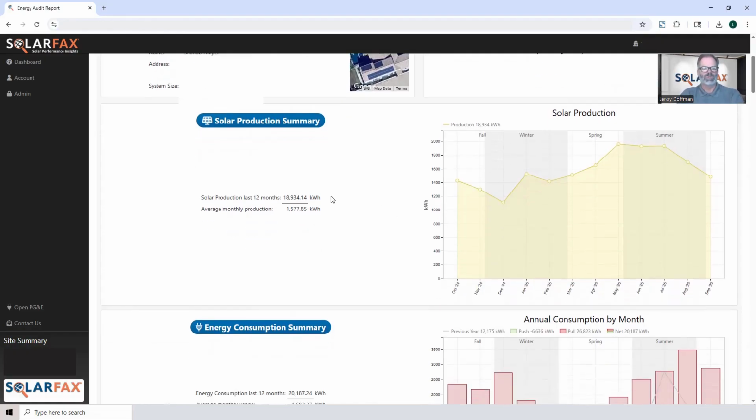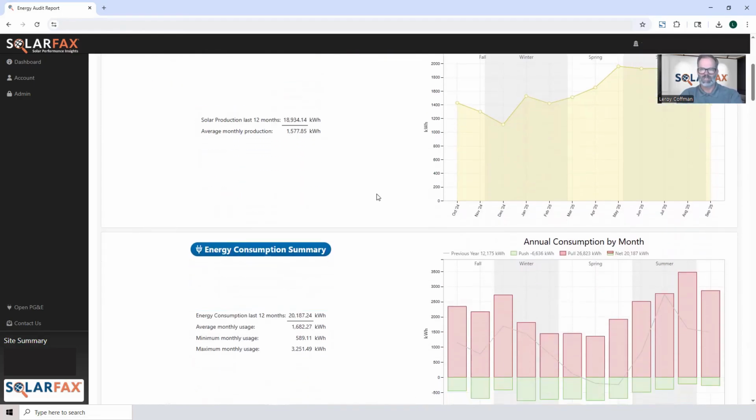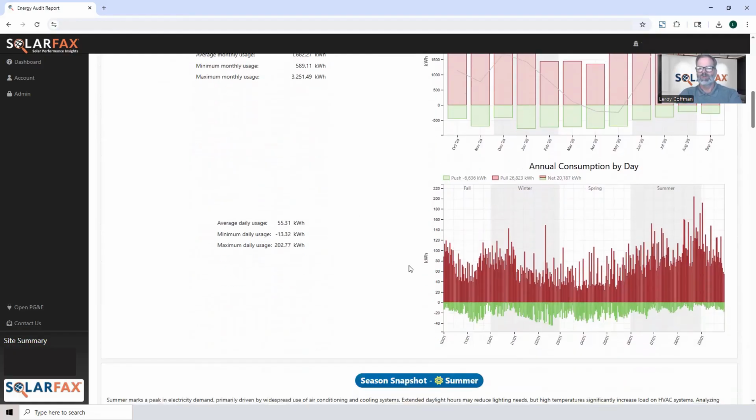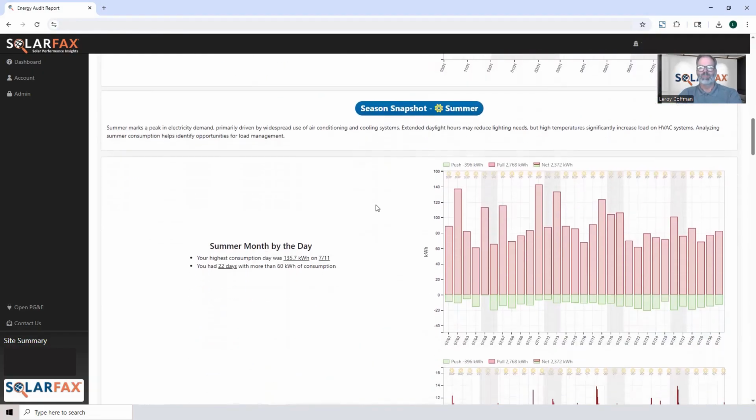And we can show you the total solar production if the solar exists. We can show you imports and exports to and from the grid, what it is for the entire year, what the average is per month. And then we show you the annual consumption by the day. So this is every day energy pushed and pulled to and from the grid for an entire year. We can see the grid exports, how much energy is being sent to the utility, and then what the imports are, what the trends are, where the spikes are at different times of the year. And then we break it down by season.